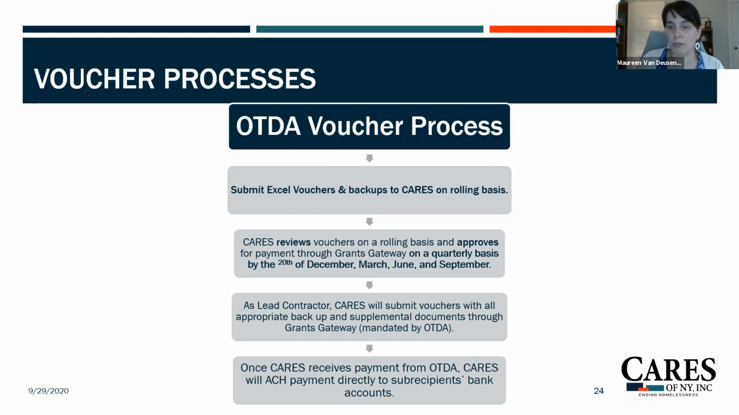Then OTDA will review those on a quarterly basis, on the 20th of December, March, June, and September, and funds will only be drawn down on that quarterly basis. As the lead contractor, CARES submits vouchers, and then CARES receives payment from OTDA once OTDA has approved those vouchers through Grants Gateway on that quarterly basis. Finally, once that process is complete, CARES will bank transfer those reimbursements directly into agency bank accounts. So that's the flow of the reimbursements, and hopefully that's helpful to visualize the vouchering process. So Maggie, if you could go to the last slide.